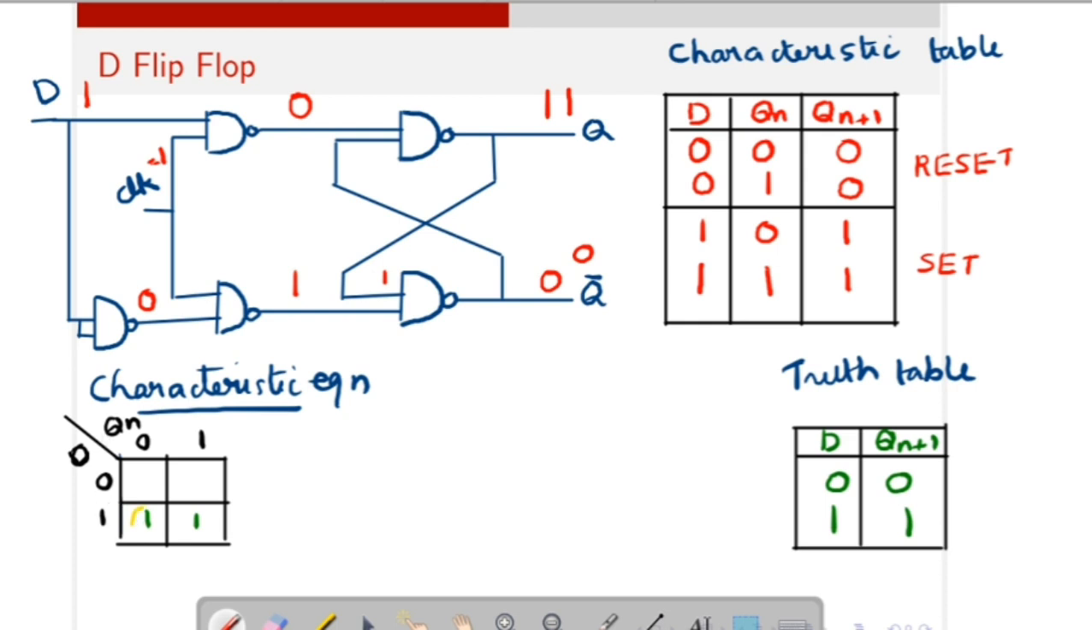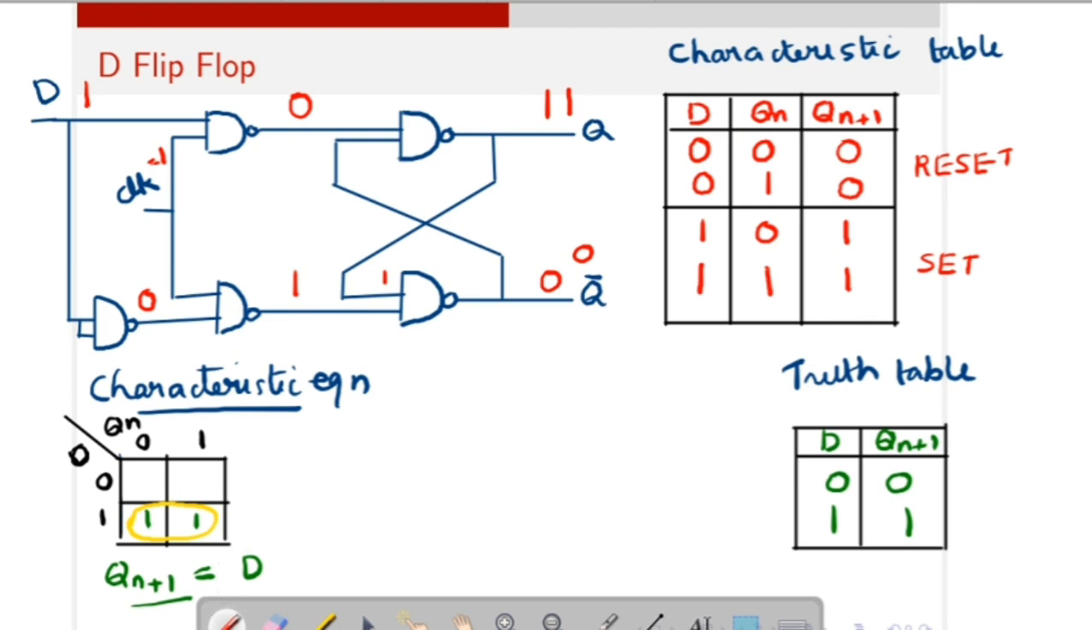So we can group them. Here it is a pair. So the equation is, for this pair, Qn cancelled, D. So Qn plus 1 is equal to D is the characteristic equation for the D flip-flop.